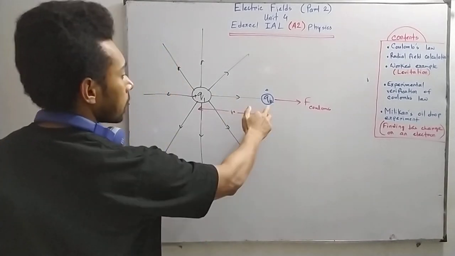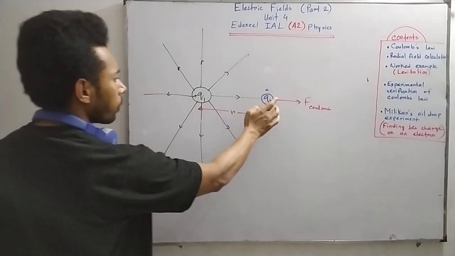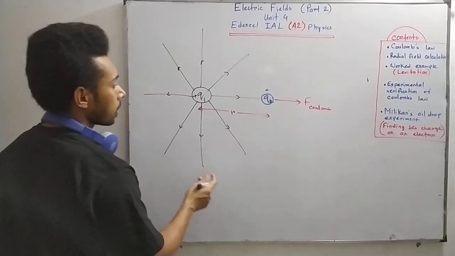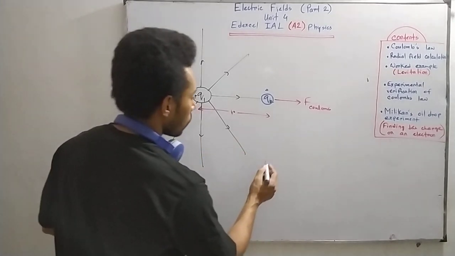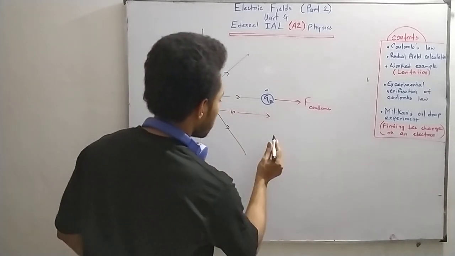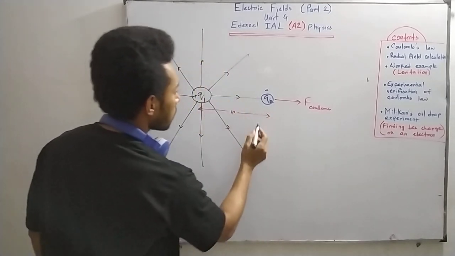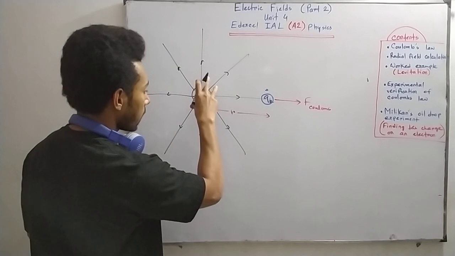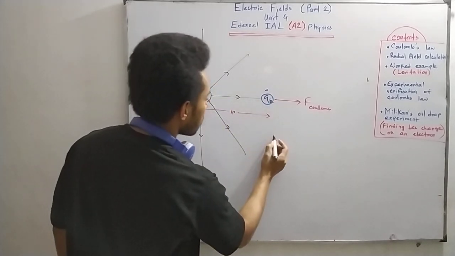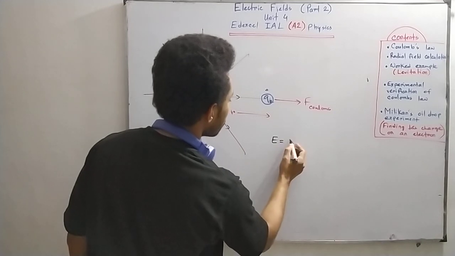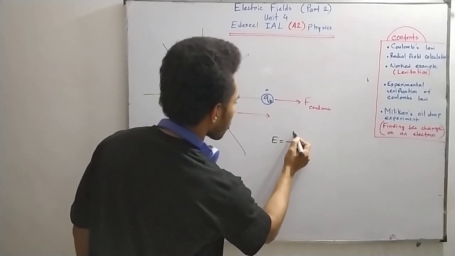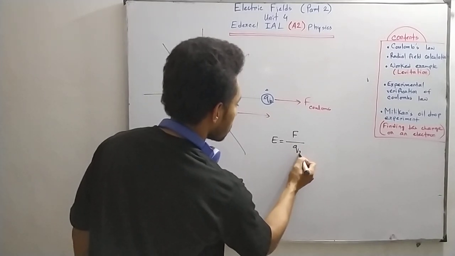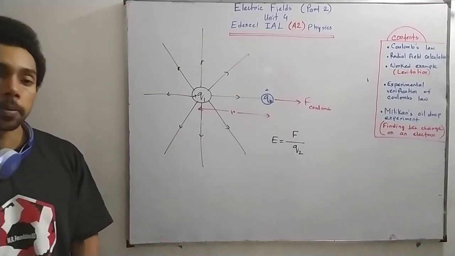And this is F Coulomb, and for this we can write the equation for the Coulomb force. If the electric field strength is E, we know the electric field strength of this field at this point, or the electric field strength of Q1 at a distance r from its center, that is E is equal to F divided by Q2.